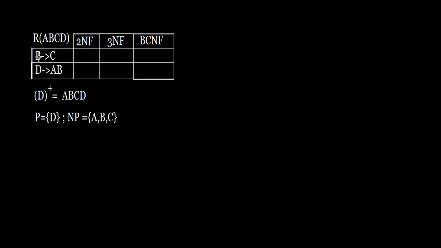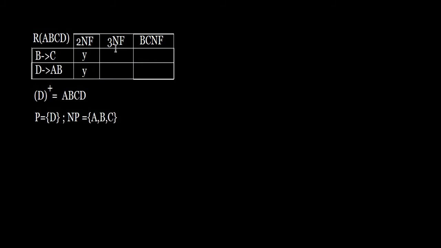Now let's check the first functional dependency. B determines C. Is B part of the key? No, B is not part of the key. So definitely this should be in 2NF. Now let's check the second one. D determines AB. Is D part of the key? No, D is a complete key. So definitely this should be in 2NF.